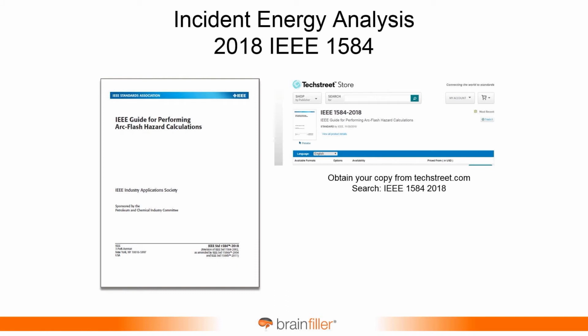If you don't have a copy, you can go out to techstreet.com. That's actually the organization that IEEE uses for the delivery of the standards. And you can order your copy of it out there at TechStreet. But IEEE 1584, it has its origins. The 2002 edition is the one that really got things moving. It was a standard based on empirically derived equations. And then we have the 2018 standard. So this is part of the incident energy analysis.